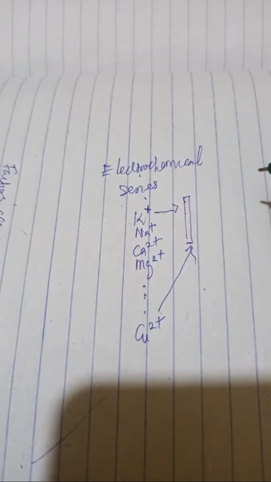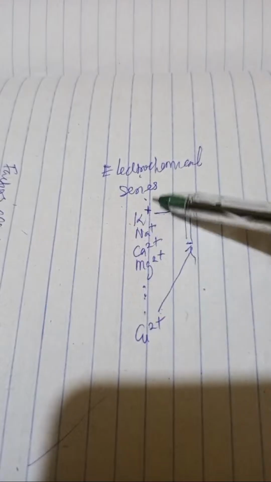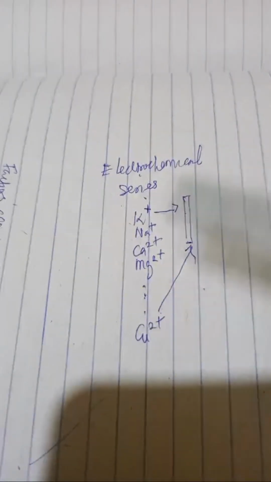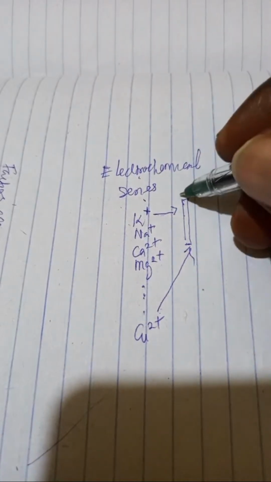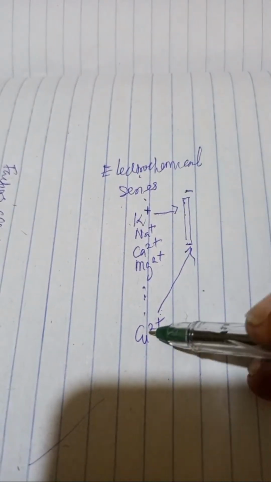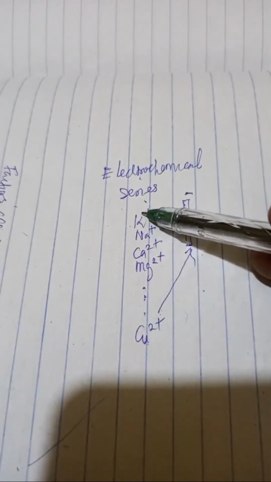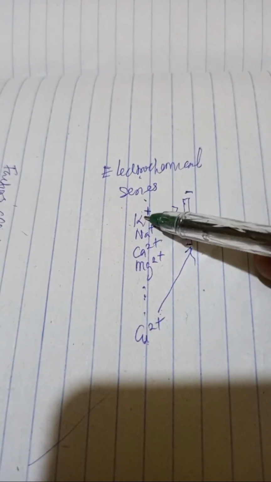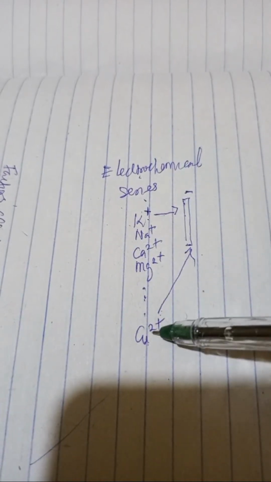To know which one will be discharged, it is the one that is lower in this series, the one that is under that will be discharged. So if K plus is going to the cathode, the negative electrode, and Cu2 plus is also going there, Cu2 plus is the one that is under this series. That means Cu2 plus will be discharged, not K plus. This question normally comes out in exams many times under electrolysis. They'll give you two ions and ask which one will be discharged. It is the one that is lower in this electrochemical series. So you need to memorize this electrochemical series.